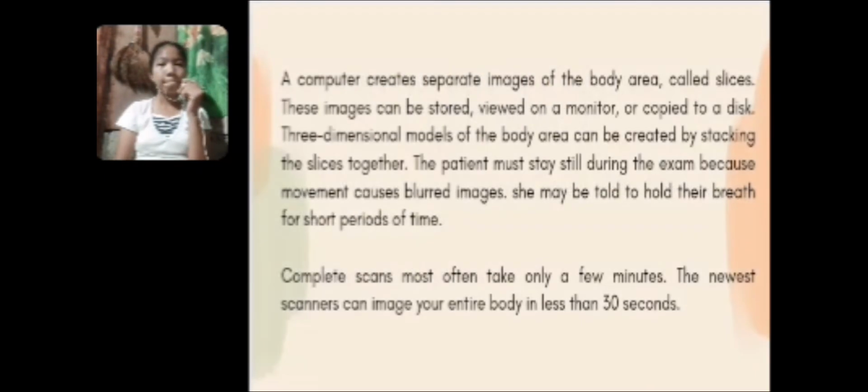So next, a computer creates separate images of the body area called slices. These images can be stored, viewed on a monitor, or copied to a disk. Three-dimensional models of the body area can be created by stacking the slices together. The patient must stay still during the exam because movement causes blurred images. They may be told to hold their breath for short periods of time. Complete scans most often take only a few minutes. The newest scanners can image your entire body in less than 30 seconds.